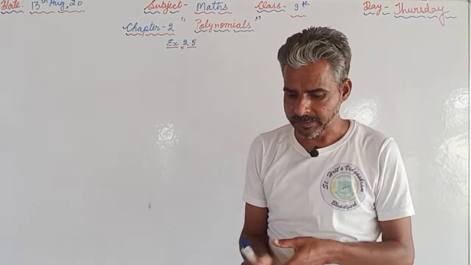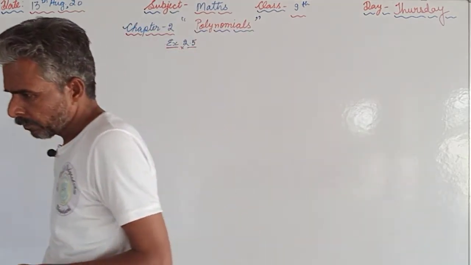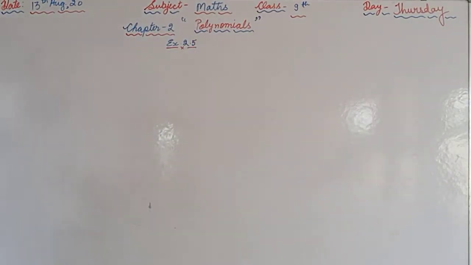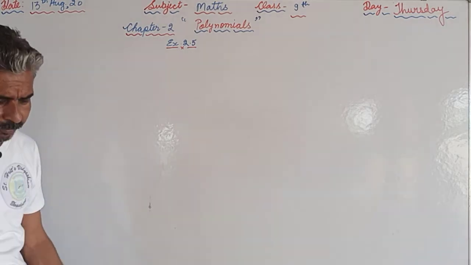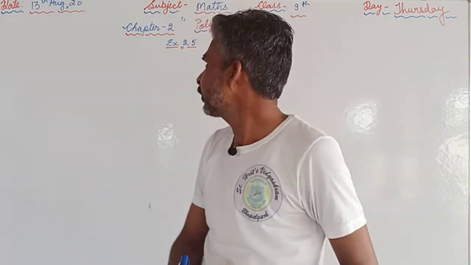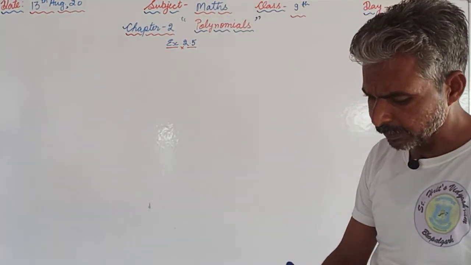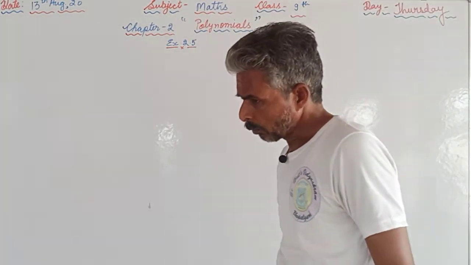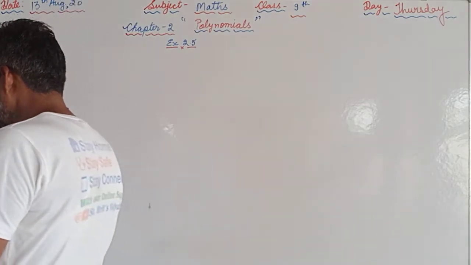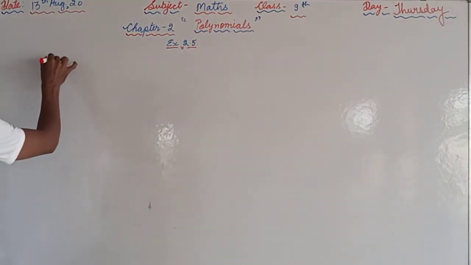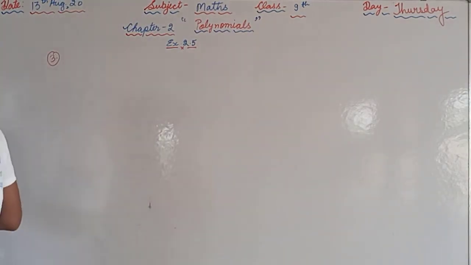This video is for class 9th and the subject is maths, and we are continuing the same chapter, that is chapter number 2, and the name of the chapter is polynomials. Today we will continue the exercise, that is 2.5. Yesterday we have discussed question number 1 as well as question number 2. Today we will discuss question number 3, in which we are supposed to factorize the following using identity.